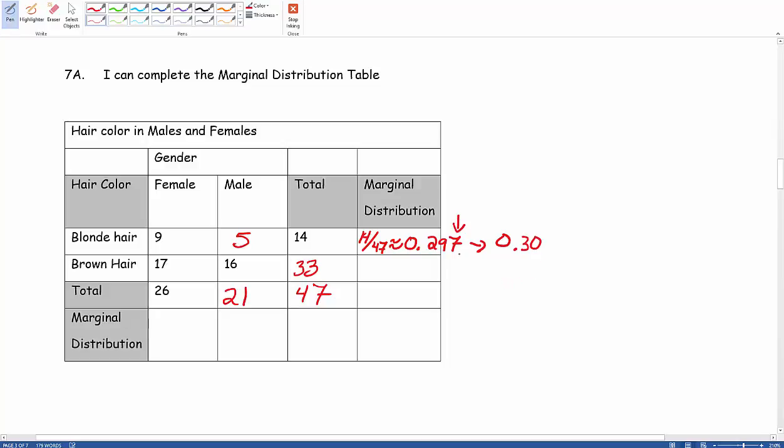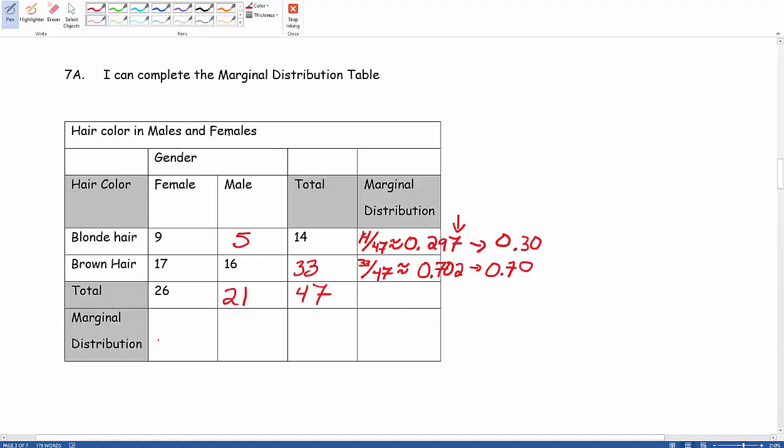Because again, we look at the 1,000th place to round the 100th place. Since it is more than 5, we can go ahead and round this 9 up. And so when we round, it comes out to be 0.30. The other one, brown hair, we end up with 33 over 47, which comes out to be about 0.702. When we round, because the 1,000th place is under 5, it just stays 0.70. You didn't have to round up there at all.